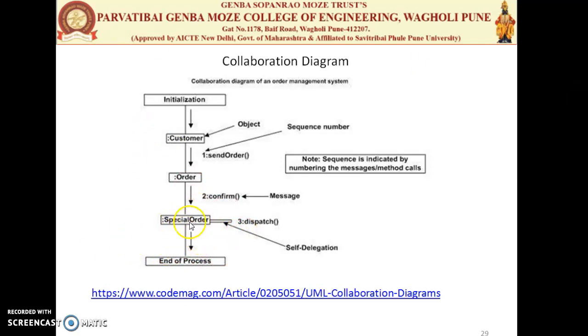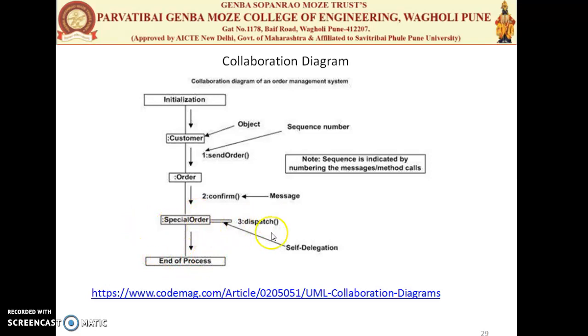If it is a special order, it will check itself whether the goods are available or not. If all things are available, the third message is dispatch. And there is a self loop. The self loop is for checking the goods or checking the item in the system. If the items are found, then the process will end.